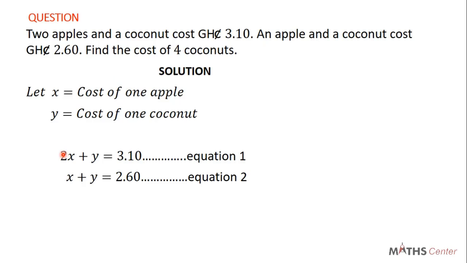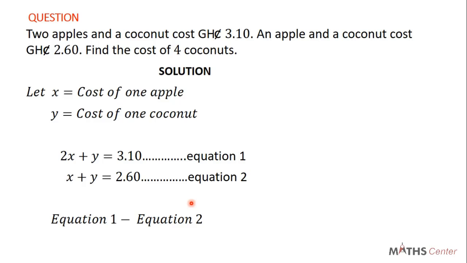An apple, which is X, and a coconut, plus Y, will cost 2 Ghana cedis 60 pesos, so it's equal to 2.60. With these two equations, we can solve for X, the cost of one apple, and Y, the cost of one coconut. Actually, we are interested in Y. When we find Y, we can multiply by 4 to get the cost of 4 coconuts. Okay, let's proceed. Now, how do we solve this?